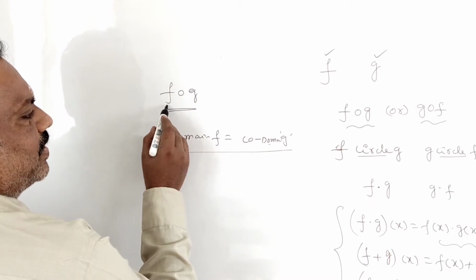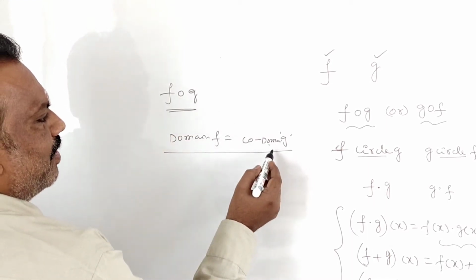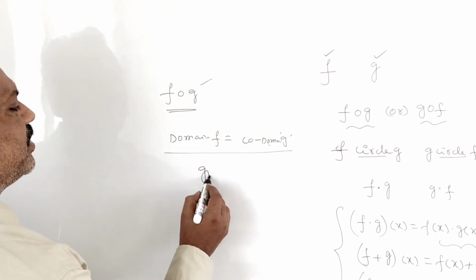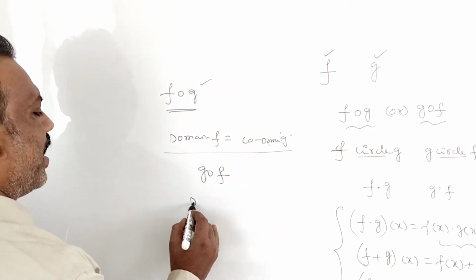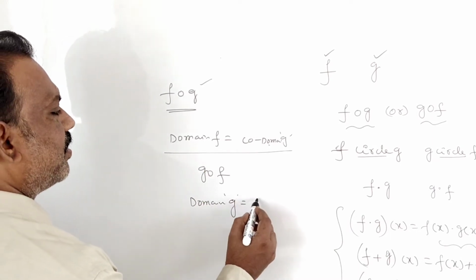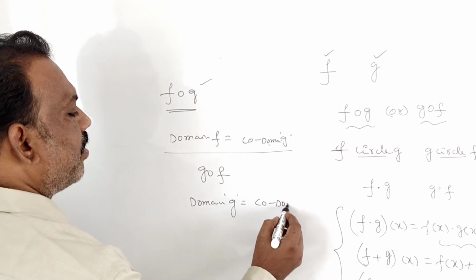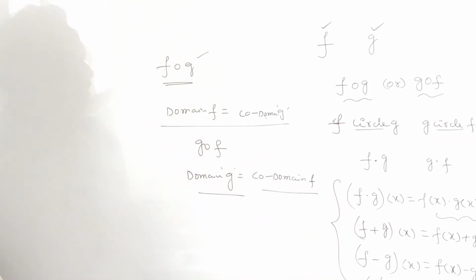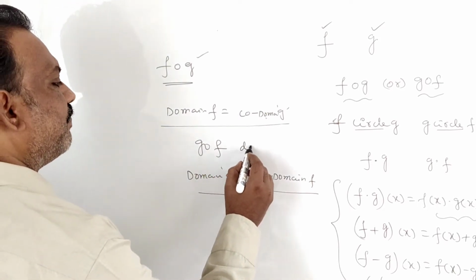If the codomain of the second function equals the domain of the first function, then only f circle g is possible. If they are not equal, then f circle g is not possible. So what is the rule to define g circle f? The domain of g is equal to the codomain of f. If these two are equal, then g circle f is defined.